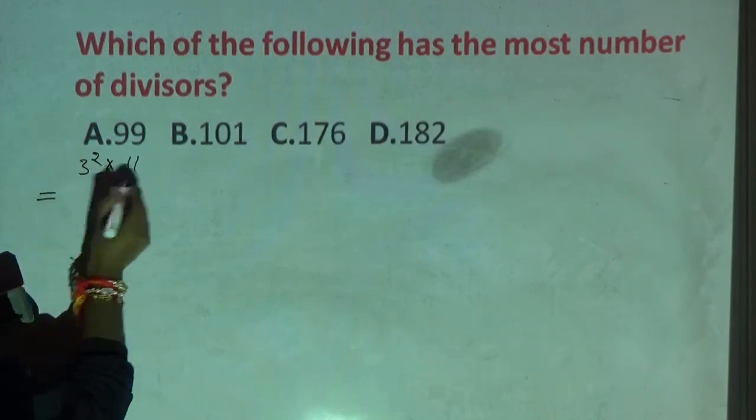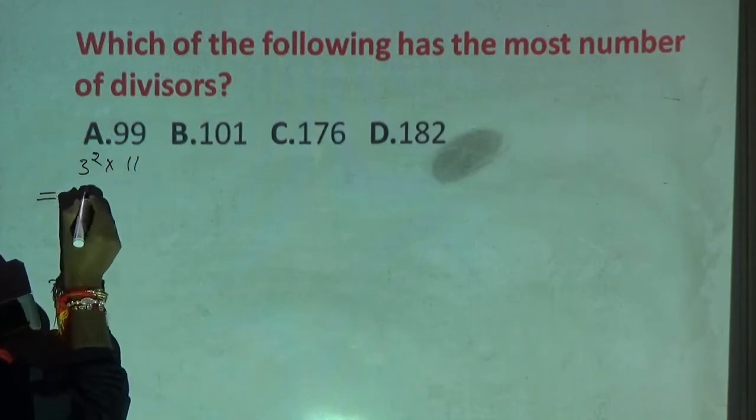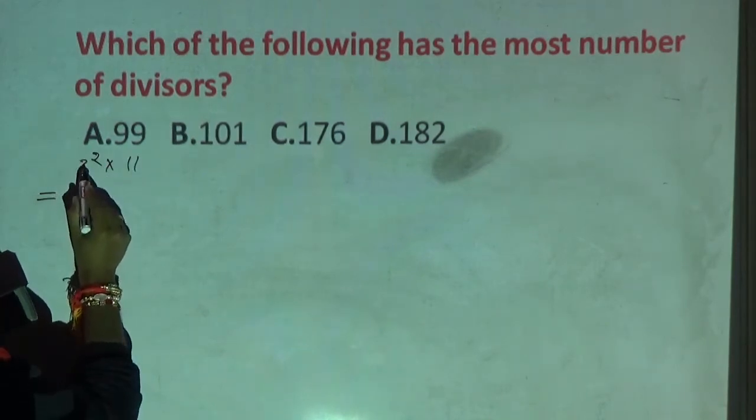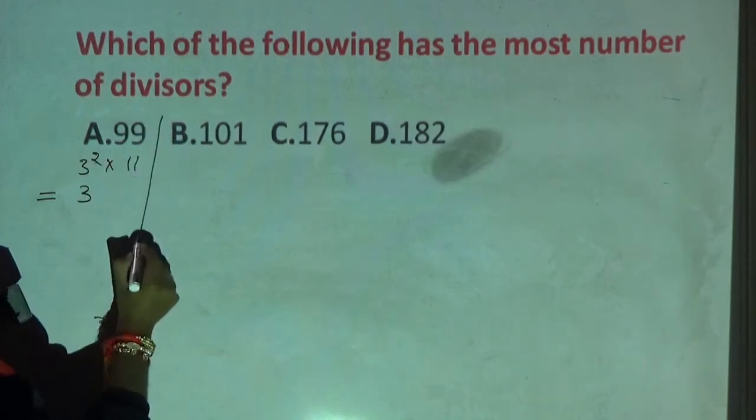So how many divisors in total am I having? Here 3 square means 2 divisors, and 11 is the only other divisor. Therefore I have totally 3 divisors. That is, 3 square means 2 divisors are there, 11 power 1. Literally there are 3 divisors for this number.